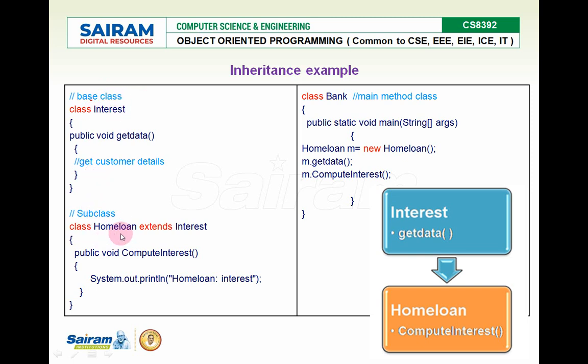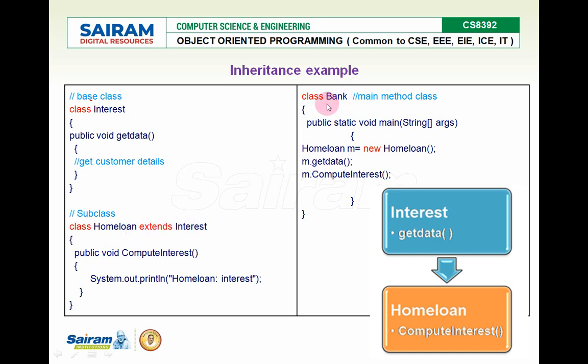Coming to the subclass home loan, the home loan is a subclass or child class which inherits from the interest base class. So class derived class extends base class name, where the base class is interest. Here public void computeInterest is the method that belongs to home loan, and the void getData is inherited. It is available inside the child class home loan. Because of the extends keyword and inheritance, the void getData of the base class is available in the home loan child class. Come, let's see how it is working.